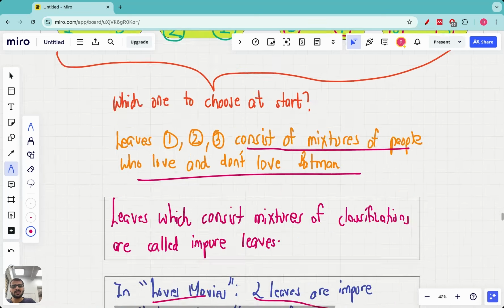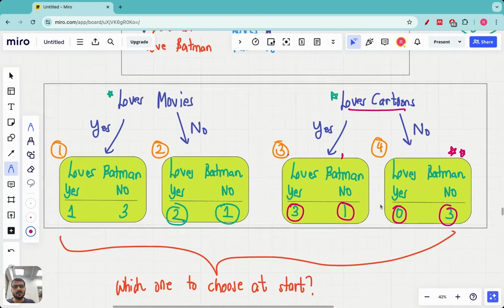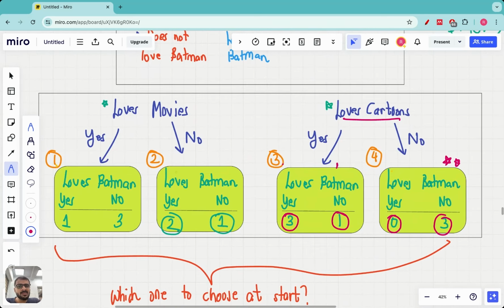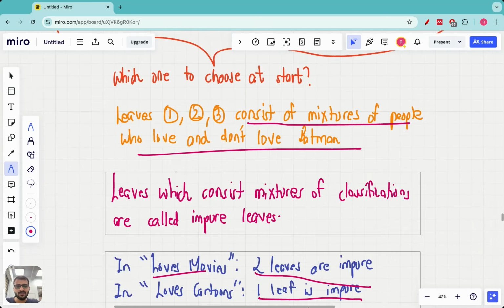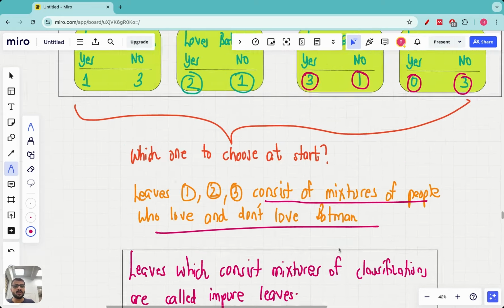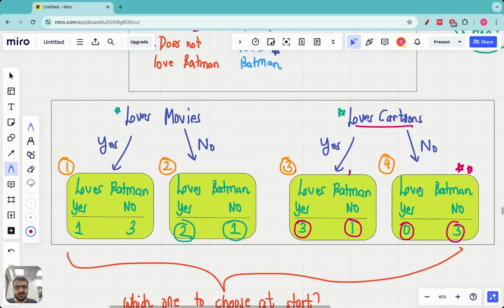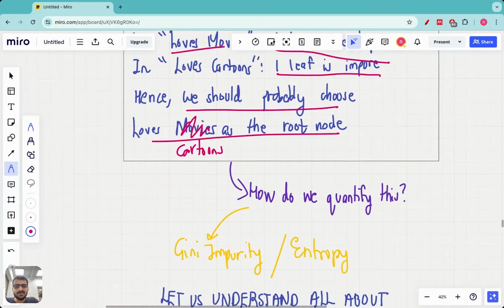So intuitively, we can see that loves movies has two impure leaves, whereas loves cartoons has only one impure leaf. This means that the loves cartoons question is more pure. So if we ask this question, we can very easily arrive at the final answer as to who loves Batman and who does not. We should probably choose loves cartoons as the root node, not loves movies, intuitively, because asking this question leads to purer leaves, right? But this is just our intuition.